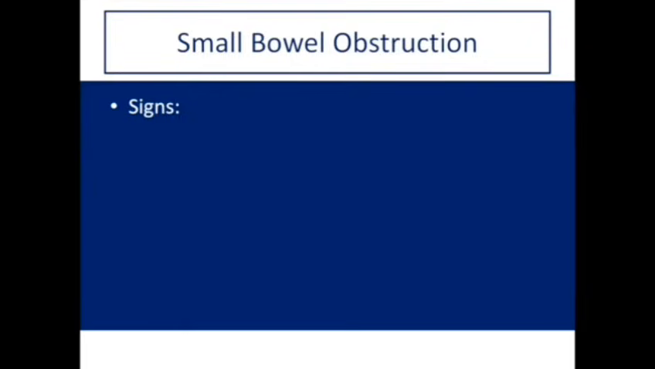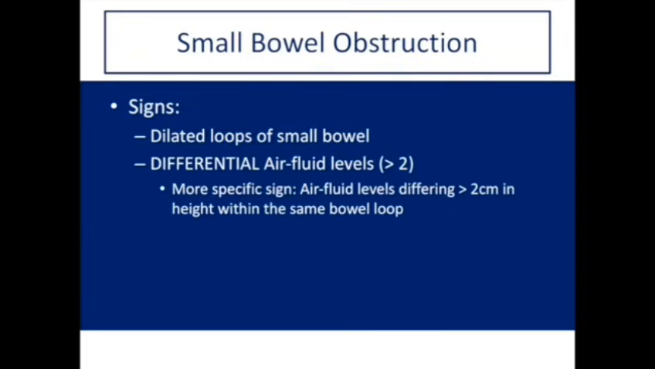When it comes to assessing for small bowel obstruction, you really only need to know a couple signs. First, you need to look for dilated loops of small bowel. These are distended loops that are generally measuring over 3 centimeters in diameter. And you need to look for differential air fluid levels. You need to look for more than 2 air fluid levels that differ in height. A more specific sign of small bowel obstruction is to see air fluid levels that differ at least 2 centimeters in height within the same loop of bowel. So look out for that as well.